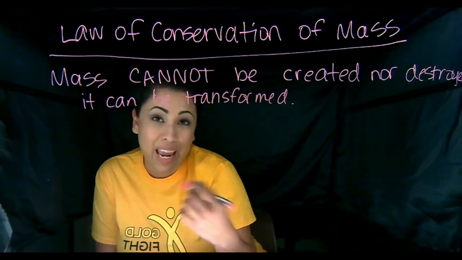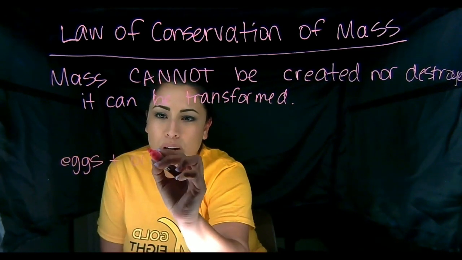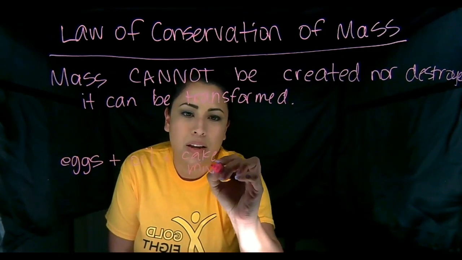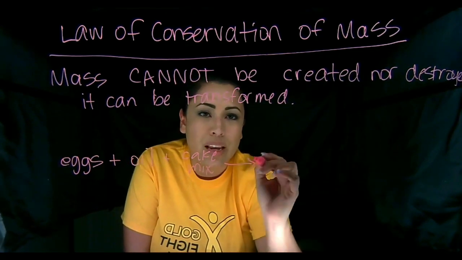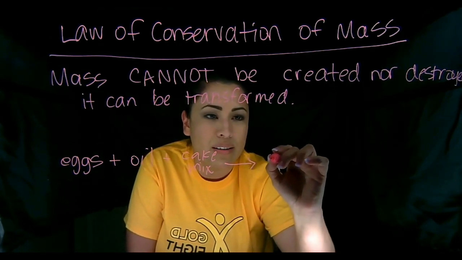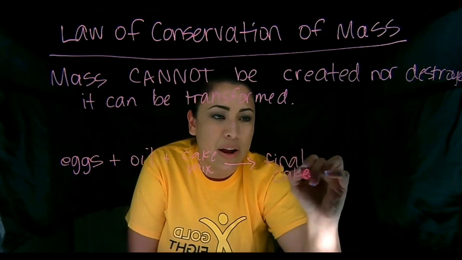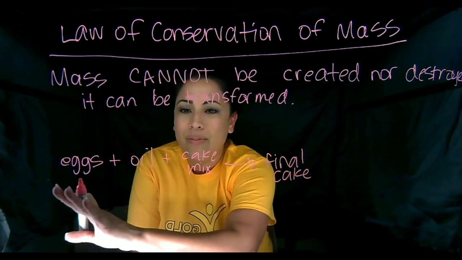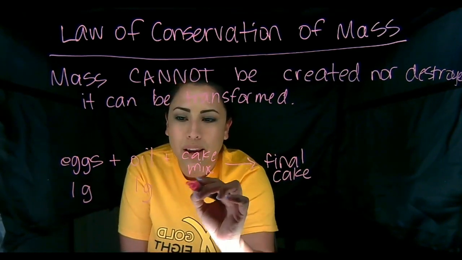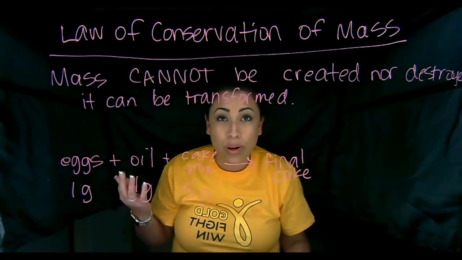Well, if you have a cake that you're going to bake and you add some eggs and you add some oil and then you add the cake mix, mix it all up, then you bake the cake. Then you get your final product. So now you have your final cake. Okay, so if we started with, let's say, 1 gram of eggs, 1 gram of oil, and let's say 5 grams of cake mix, how much of the final cake would we have?